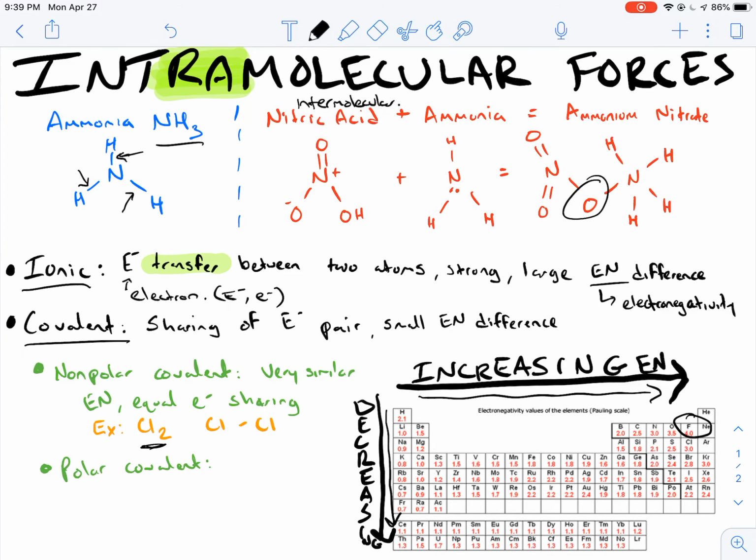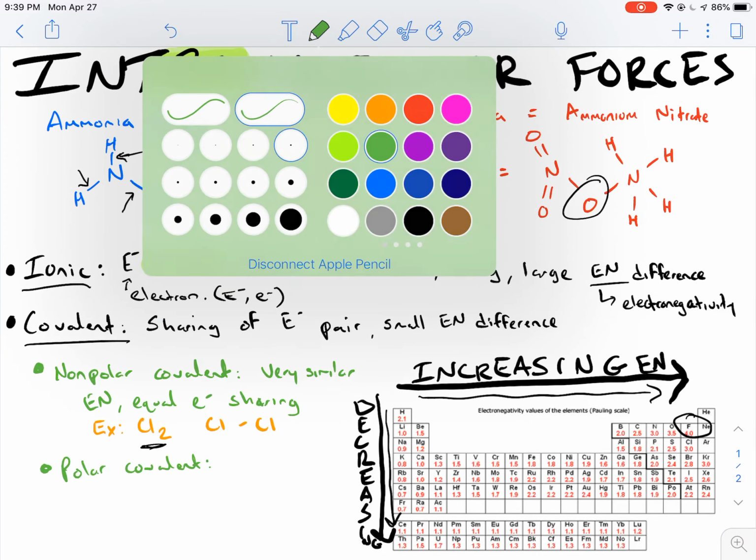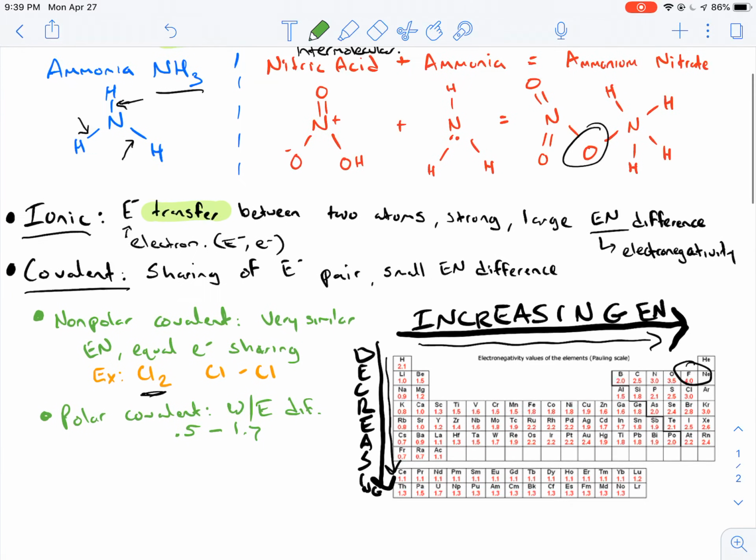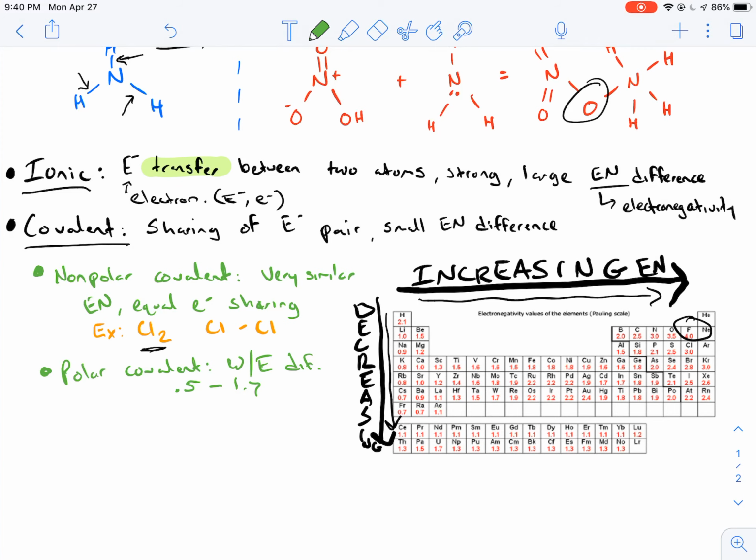Let me get in the right color here, not to mess everything up. Atoms with electronegativity difference of 0.5 to 1.7. So let's look at that. Let's look at a little example here. Let's scroll down. We will look at HCl.